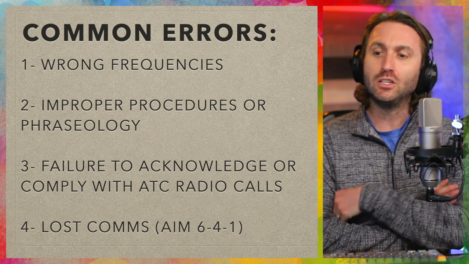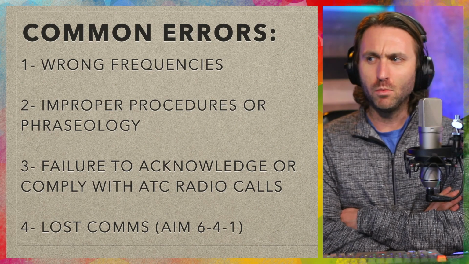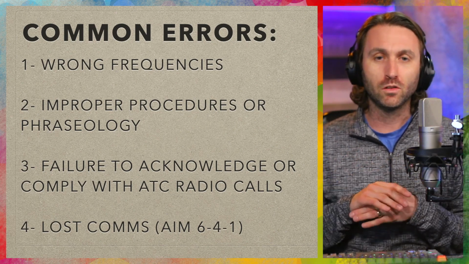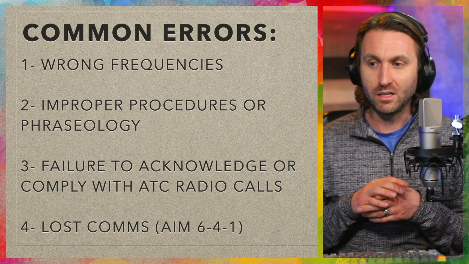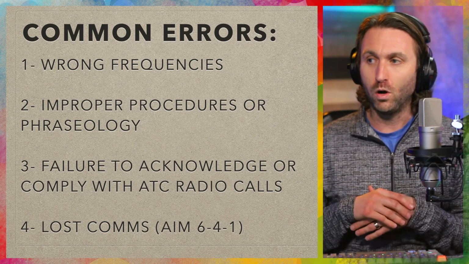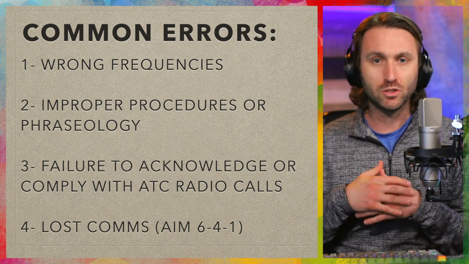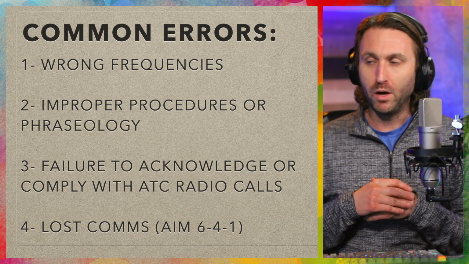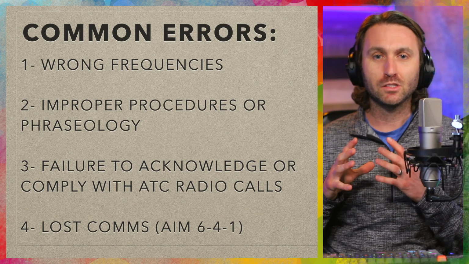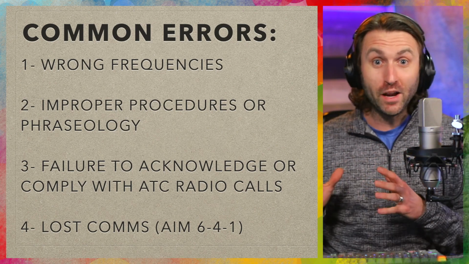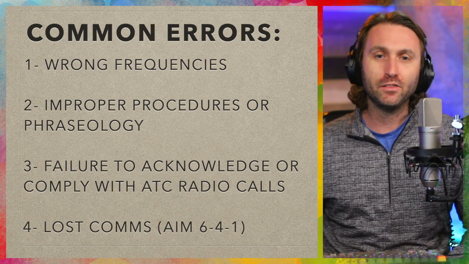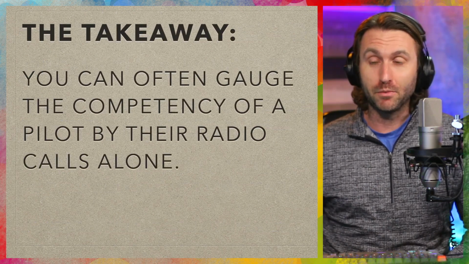And then lost communications. It's not so much that a common error is losing communications, but what do you do when you're in the lost comms situation? It's in the AIM 6-4-1 of the proper steps. There's different things, obviously, for VFR and IFR flight. But it's not so much what happens in losing your radios. It's what do you do next? And I'm not going to get into that here in this video, but it's definitely something to be aware of.